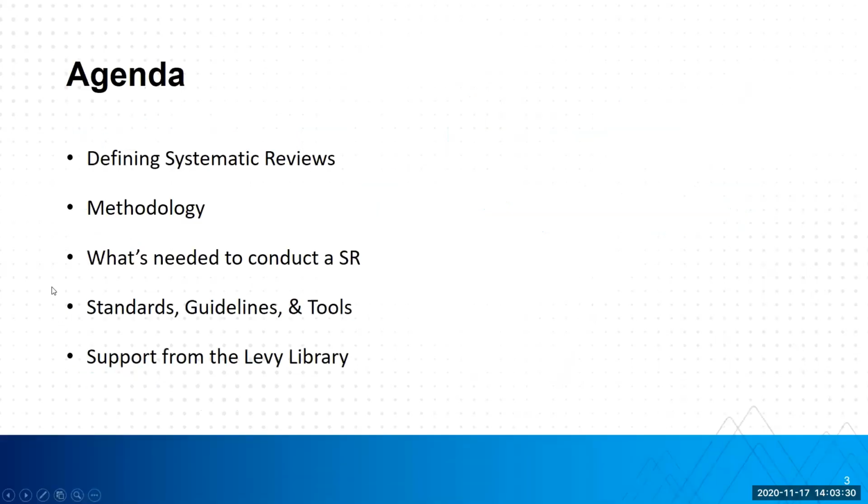So today we are going to talk about what the definition of a systematic review is. We'll touch on maybe some other review types that often might get confused with systematic reviews. We'll talk about the methodology. We'll talk about what you should be starting with to conduct a systematic review. We'll talk about specific standards and guidelines that you'll hear about very often in the systematic review space. And we'll talk about the support that's available to you through the Levy Library.